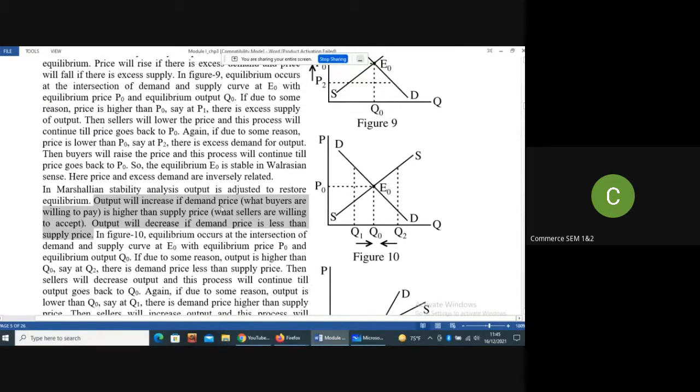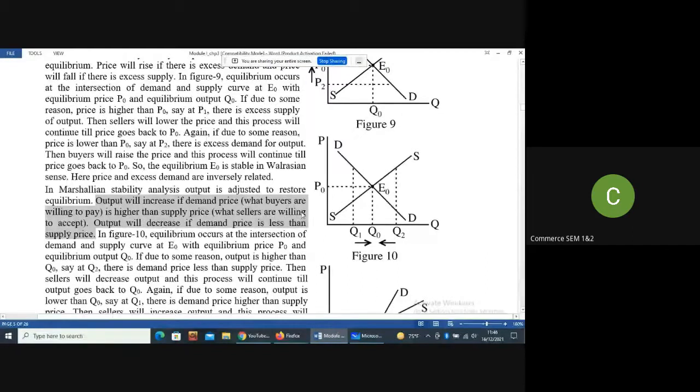Output will increase if the demand price, what buyers are willing to pay, is higher than the supply price, what the sellers are willing to accept. And output will decrease if the demand price is less than the supply price. Now, what is demand price? Demand price is what we get from the demand curve. Say, from the demand curve DD, if the output is Q1, then for the Q1 output, what the demanders are willing to pay is the vertical distance from the demand curve, this distance. So this is the demand price.